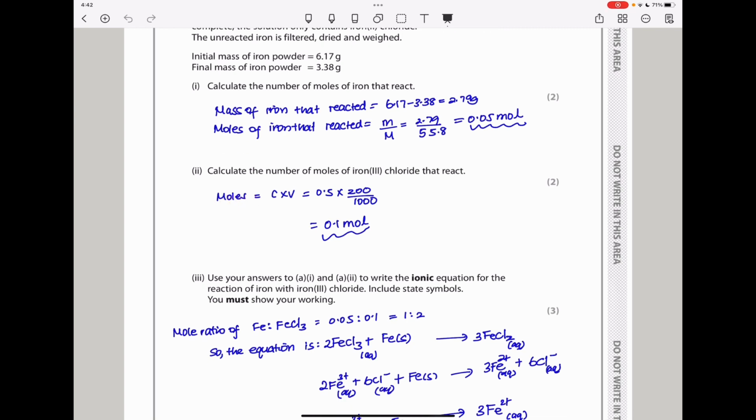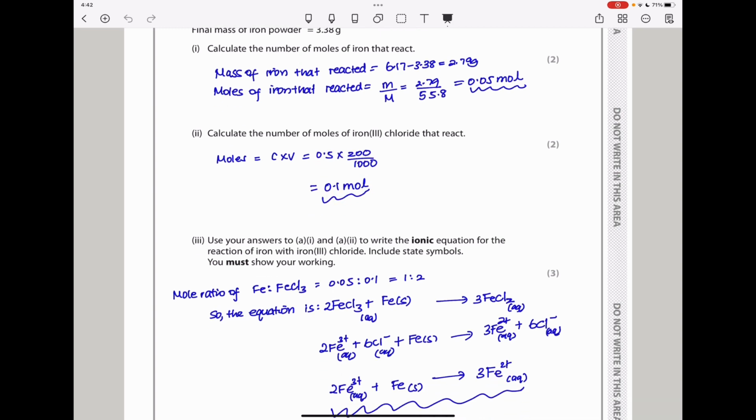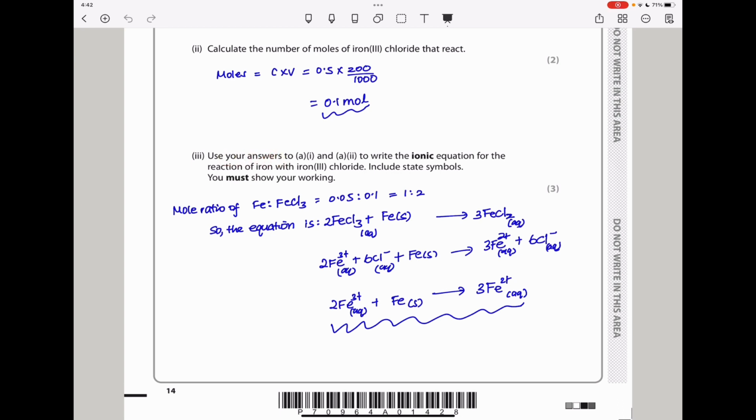Here the number of moles should be the concentration we were given of iron 3 chloride initially times the volume of iron 3 chloride we were given initially. I divided through by 1000 because that volume should be in decimeters cubed. When you multiply the two, these are the number of moles you get. The next question says use your answers to A1 and A3 to write an ionic equation for the reaction of iron with iron 3 chloride. They want it to include state symbols, and you must show your working.